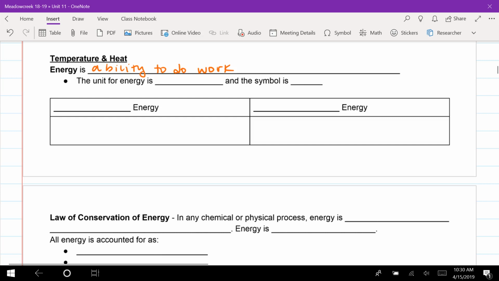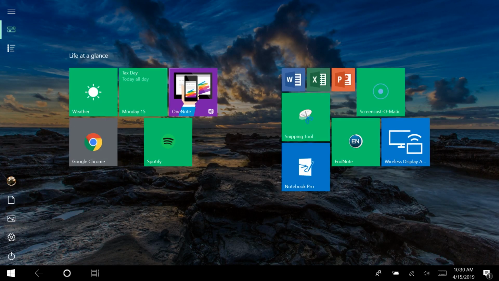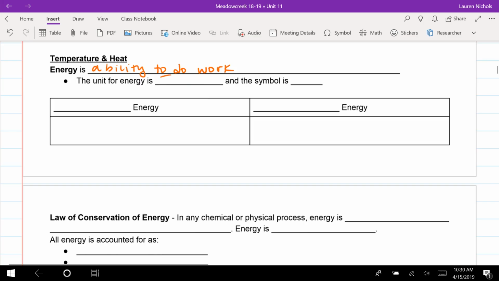Energy is measured in joules. The symbol for a joule is a capital J. It is spelled differently than diamonds and emeralds and things like that, so that's a different kind of joule.